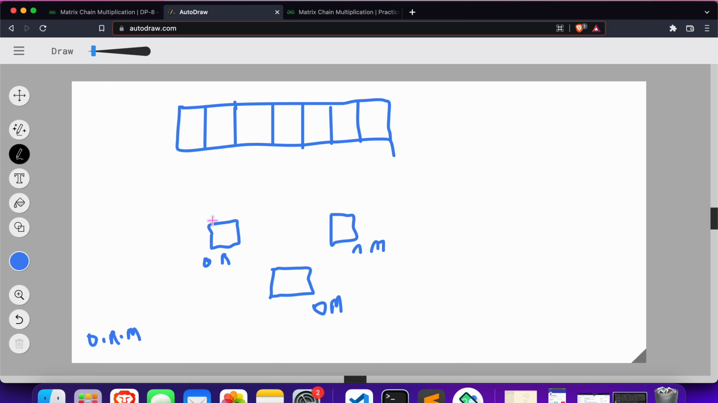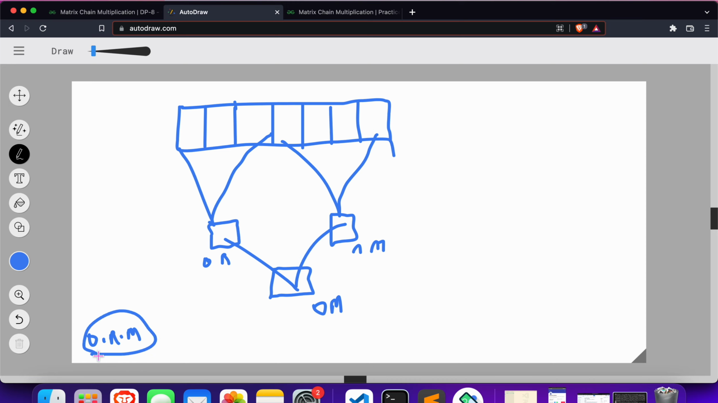So now this may be coming from the multiplication of these matrices, and these may be coming from the multiplication of these matrices, right? So this forms a very good pattern that we need to understand. Okay, so O×N, N×M and O×M. So this O×M, when we combine this and this, the number of steps we need to perform will be O, N and M.